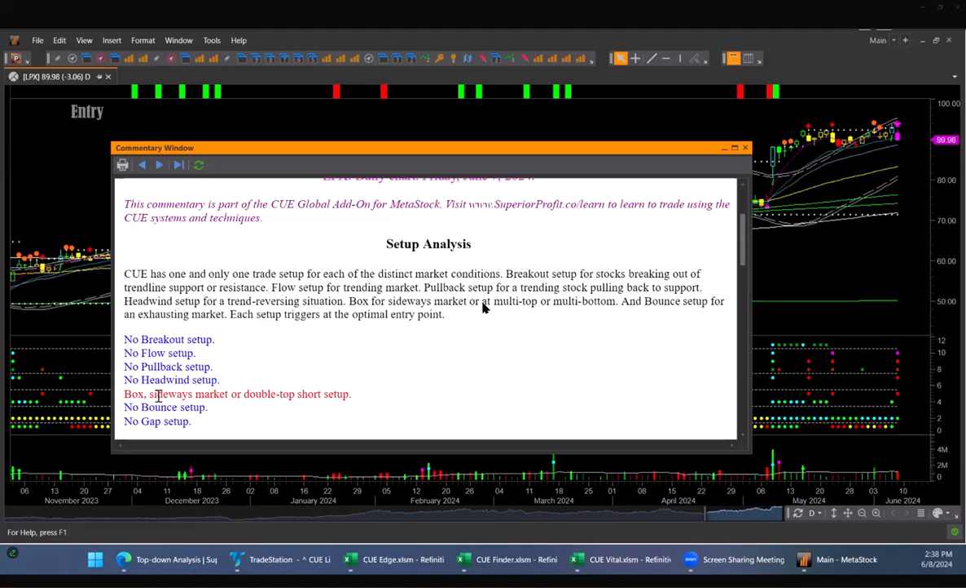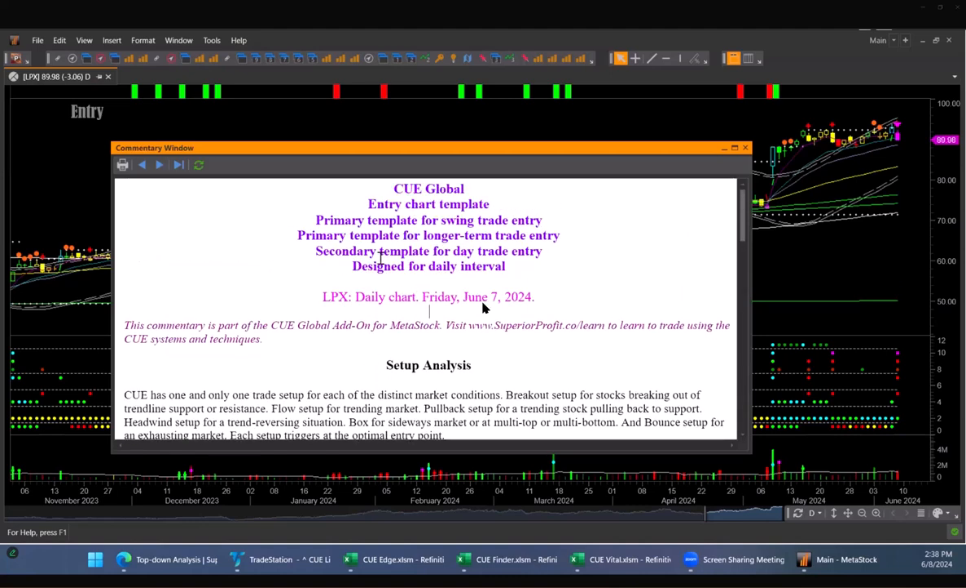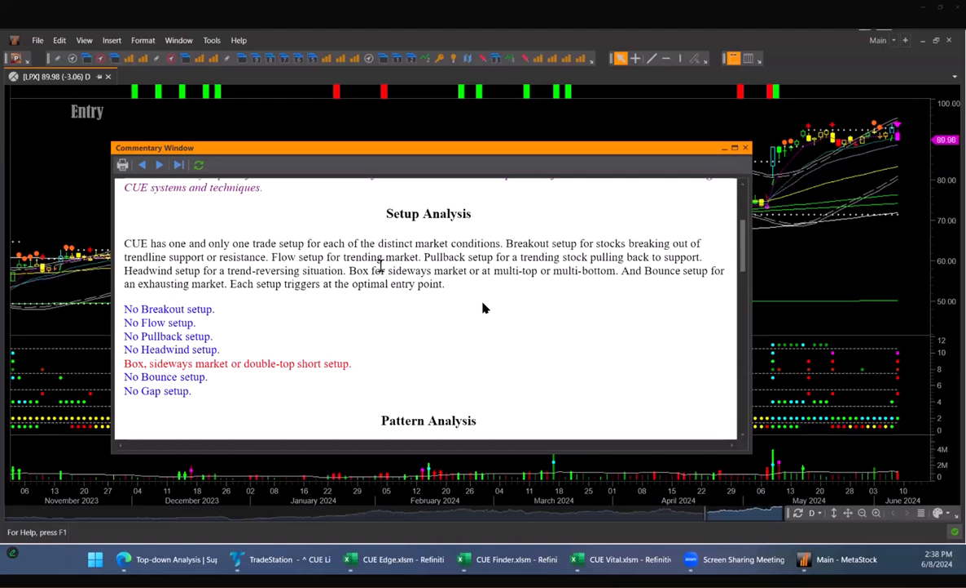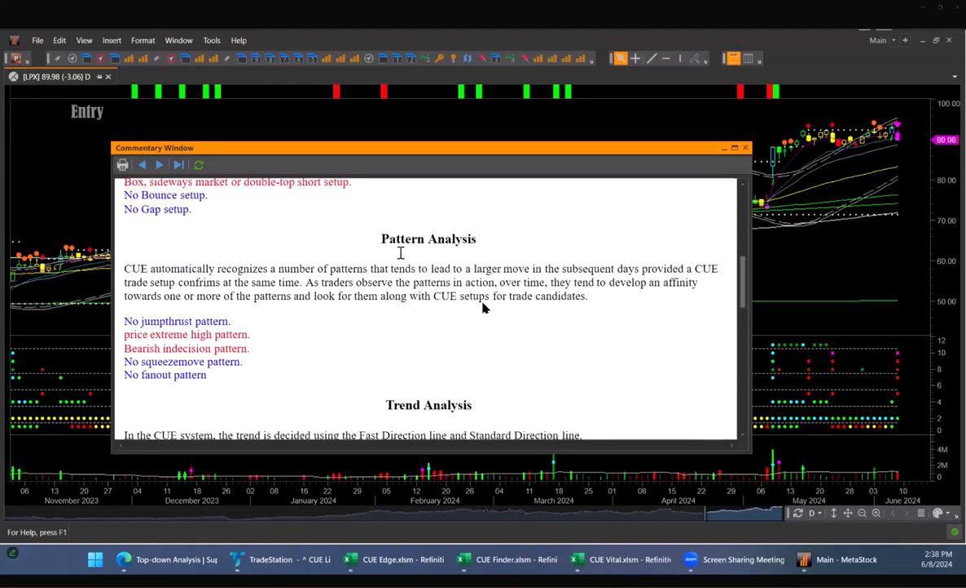And it is telling that yes, it has a box sideways market, a double top short setup. This is a commentary. This reads the chart just like I would do. And I developed the programs, or somebody developed it for me. Below setup is the pattern analysis. It is telling it is at price extreme high and it has a bearish indecision.